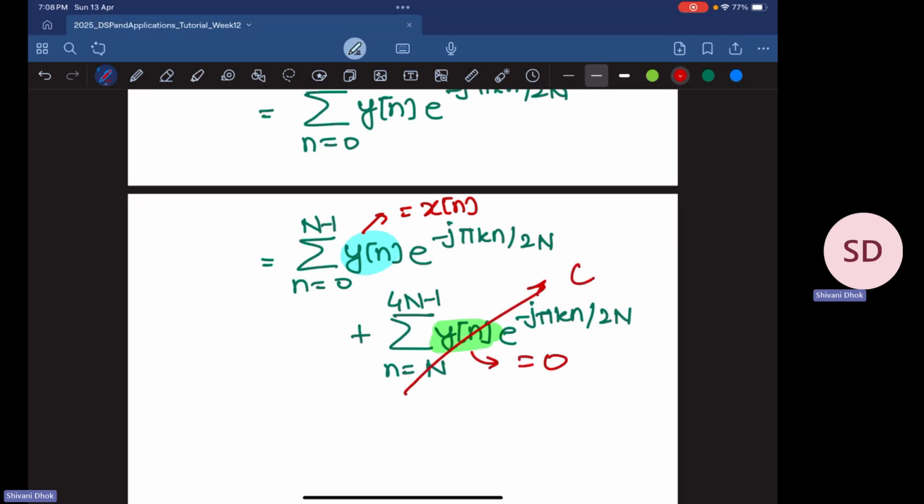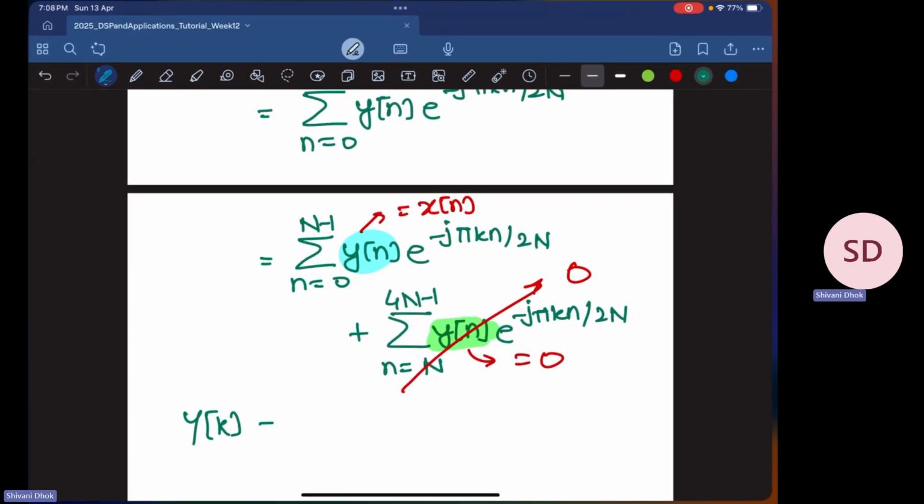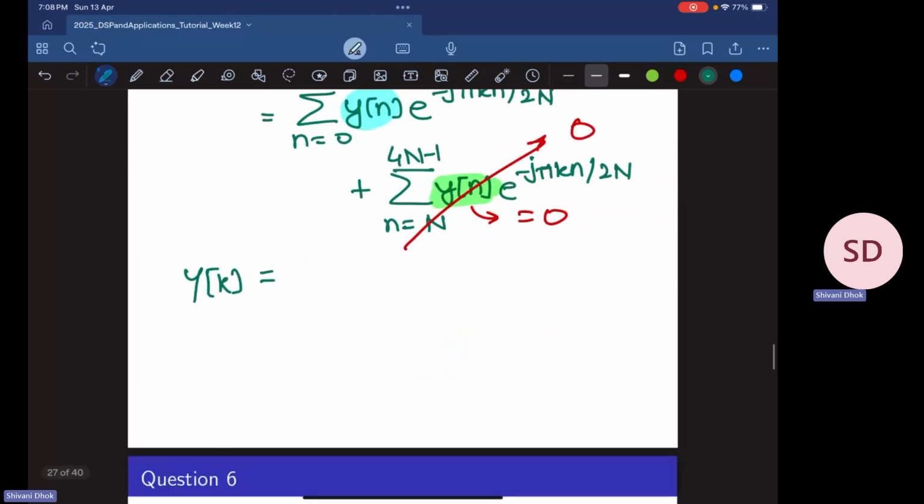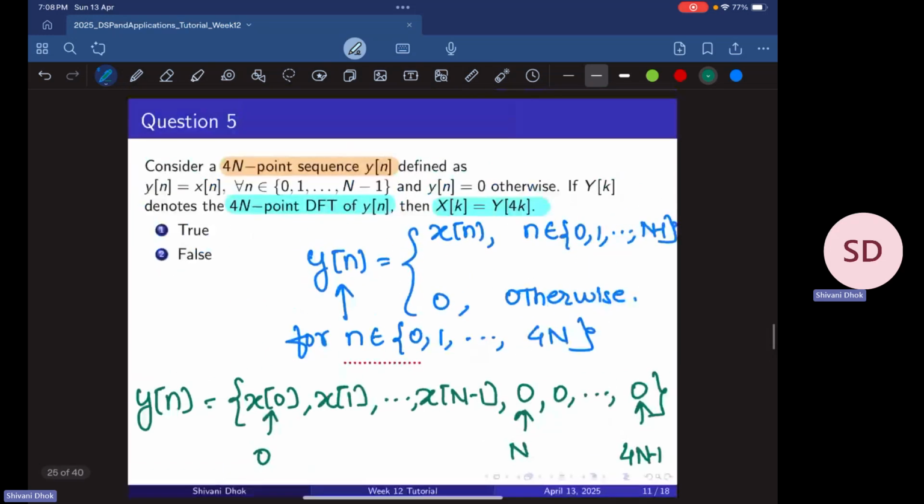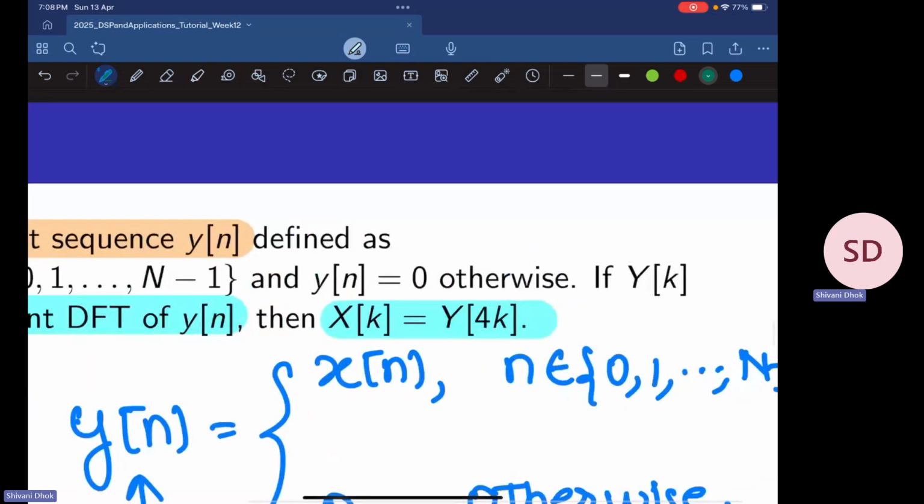So this entire summation goes to 0. So the only surviving summation is the first one. So what we get, y of k is summation n equal to 0 to N minus 1 x of n into e power minus j pi k n by 2N. So now we have y of k, but we are not interested in y of k. We are interested in y of 4k.